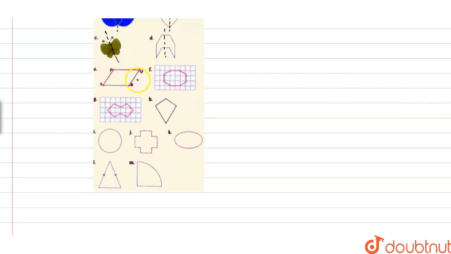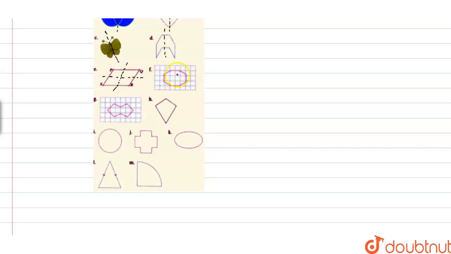Now let us talk about this problem, that is this figure. Now what is going to be the line of symmetry for this one? This line, which is basically like this, is going to act as a line of symmetry for this figure, and also this line, right? So these are the two lines which are actually acting as line of symmetry.